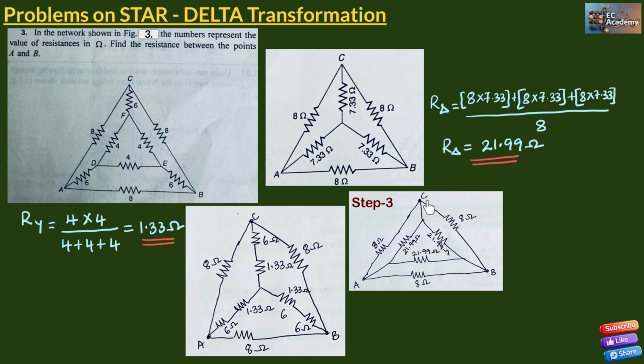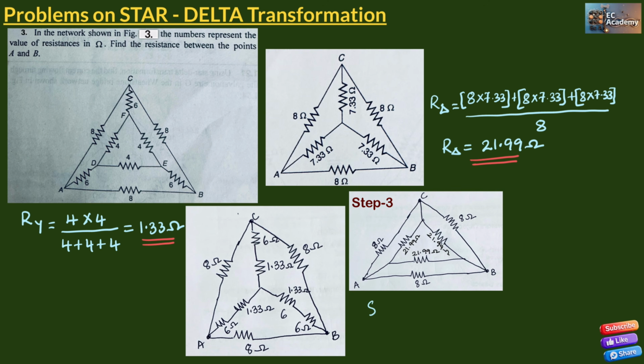So we can redraw the circuit in this way, where we are writing the inner delta resistors, which are converted from this star network, with the value of 21.99 ohm for all the three resistors because the resistor values are the same. Now this 8 ohm resistor is in parallel with 21.99 ohm. Similar to that, these two resistors are in parallel and these two resistors are in parallel. So we can apply the parallel formula.